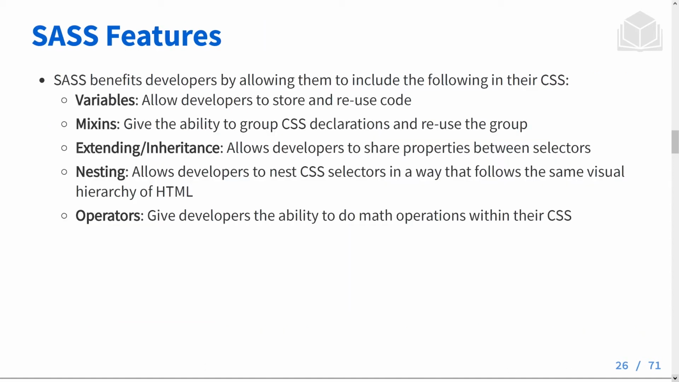SASS offers many benefits to developers, which allow you to include the following in your CSS. Variables, which allow developers to store and reuse code. Mix-ins, which give the ability to group CSS declarations and reuse that same group. Extending and inheritance, which allow developers to share properties between selectors. Nesting, which allows developers to nest their CSS selectors in a way that follows the same visual hierarchy of HTML. And operators, which gives developers the ability to do math within their CSS.